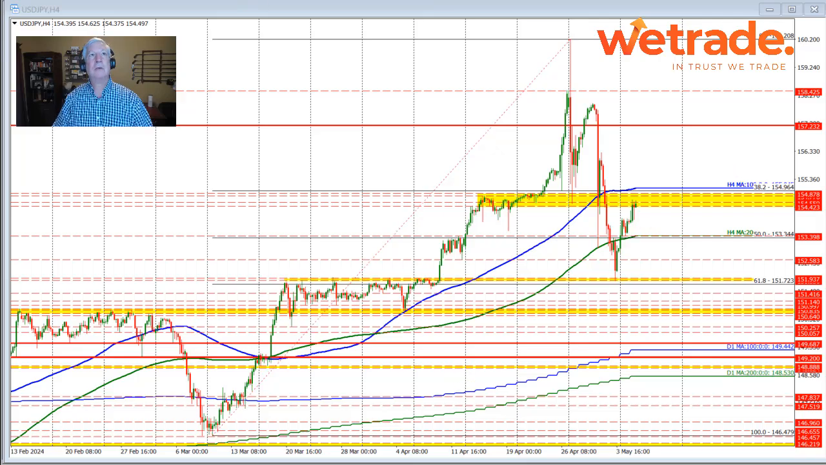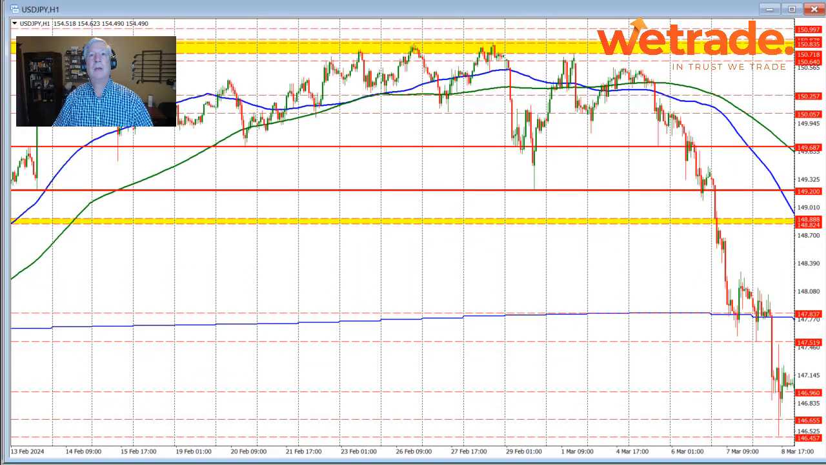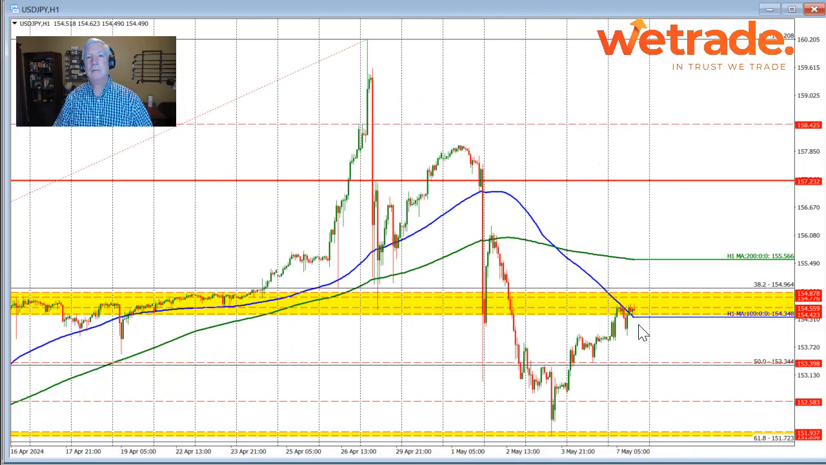Let's take a look at the hourly chart just to see where we stand in that. And as you can see, here's that swing area that we're looking at, along with the 38.2% retracement up there. And you can see that we're just moving above the 100-hour moving average. If the price can stay above that level, 154.348, that would be the best case scenario for the buyers to continue the rise to the upside to the broken 38.2, and then look toward the 200-hour moving average at 155.56 up there.